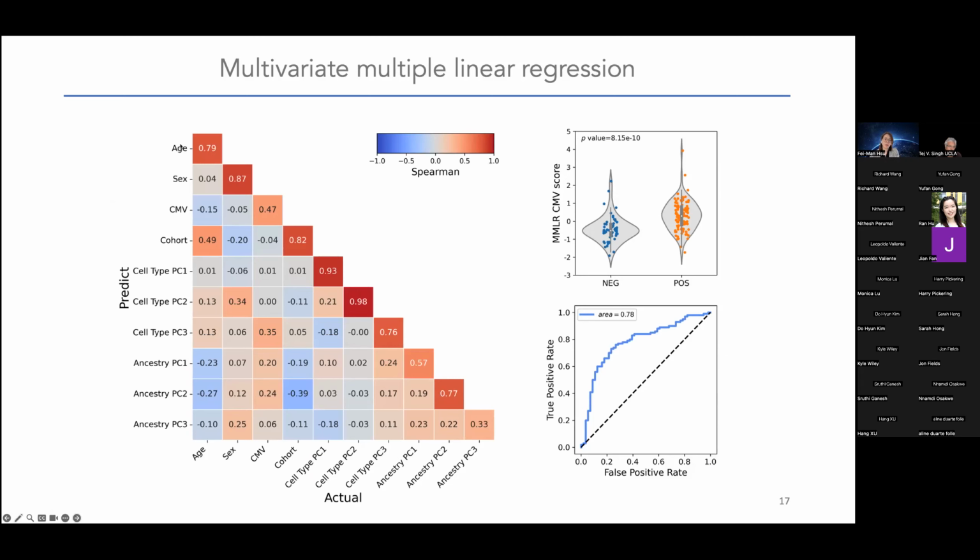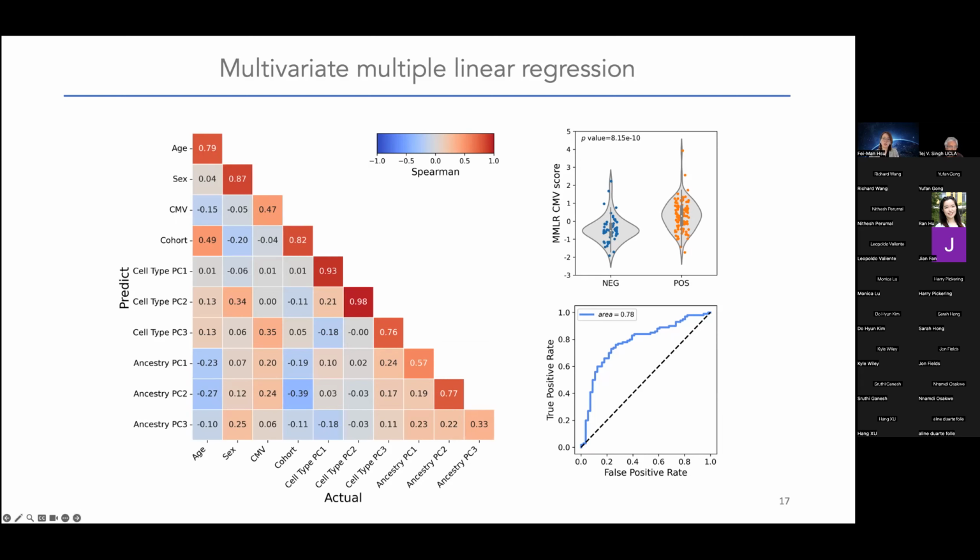With these models, we can derive a predicted versus actual correlation matrix. We put in age, sex, CMV serostatus, the lung and kidney cohorts, although they are all the same biopsy, which is blood cells. And we have principal components from cell types and also principal components for ancestry. For each trait, we can predict them with correlations above 0.4, which means with these multivariate models, we can actually predict CMV serostatus with the methylation data we got.